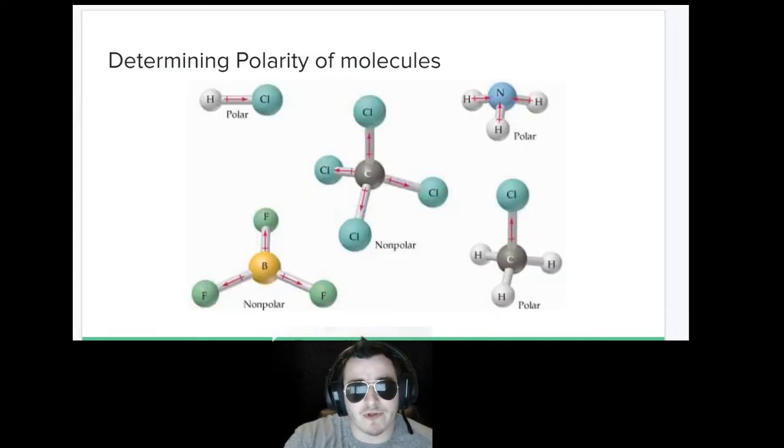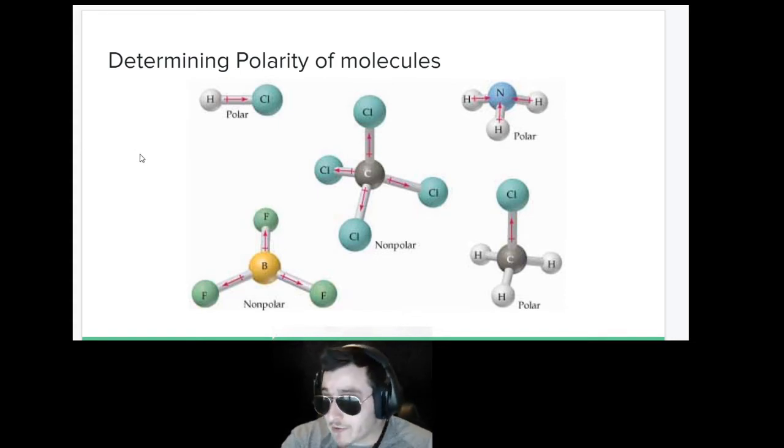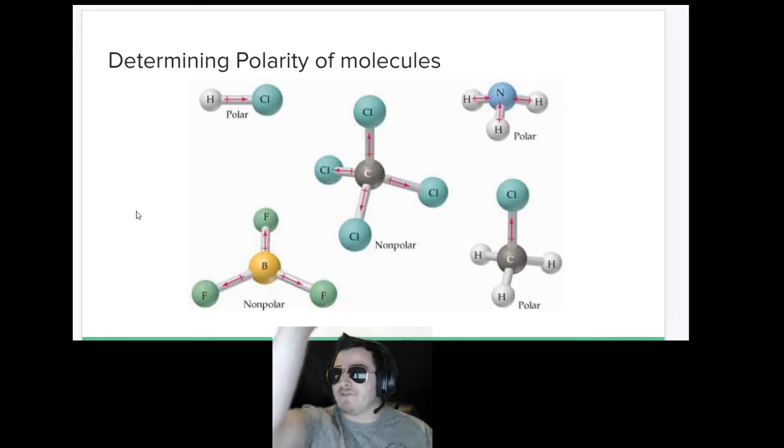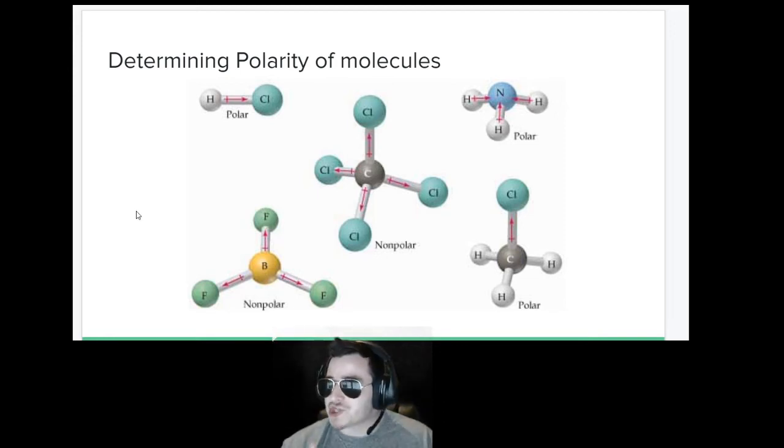Well, molecular polarity has a little less to do with electronegativity and more to do with the symmetry of your molecule. Essentially, if you were to draw a line straight down the middle of your molecule, would you see the same thing on your left as you do on the right? Would you see the same thing on the top as you do on the bottom? If you do, it's most likely going to be a non-polar molecule. If you don't, then it's most likely going to be a polar molecule.